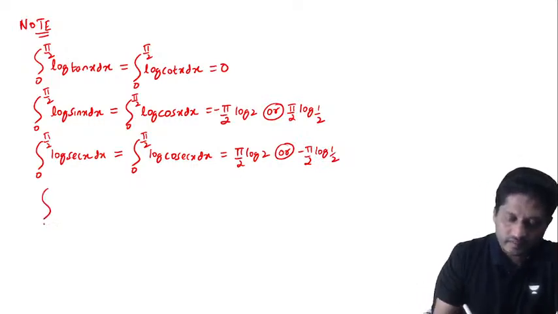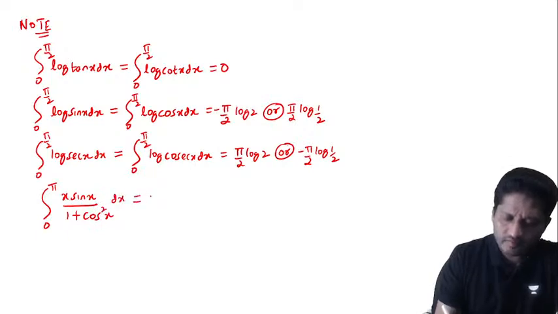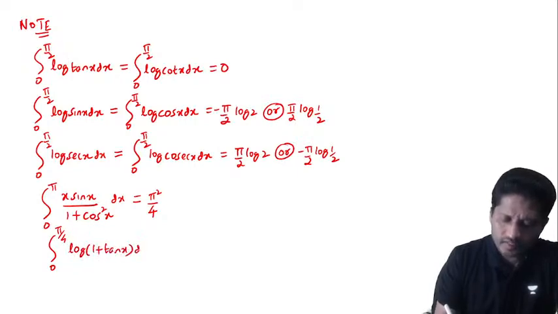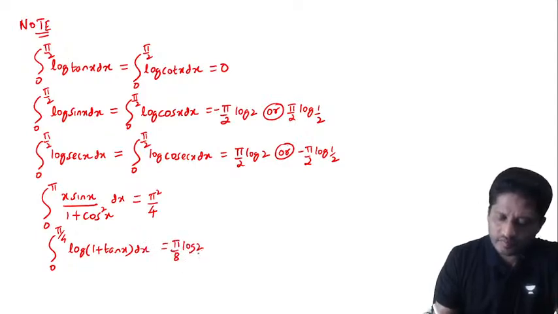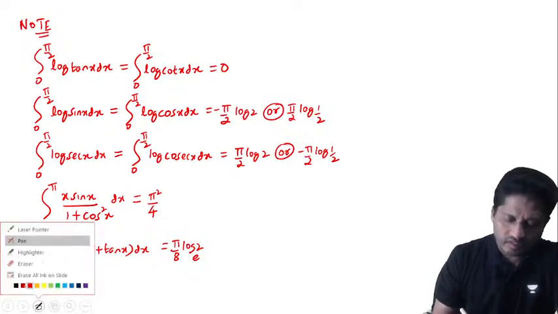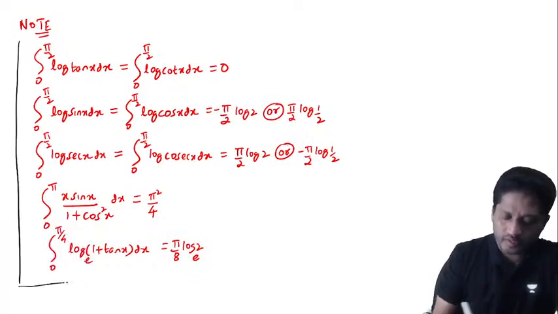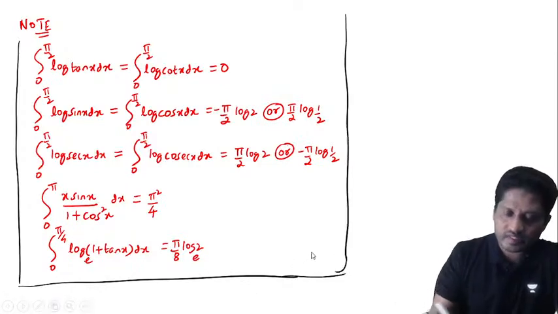Right, and then the integral from 0 to pi of x sin x divided by 1 plus cos square x dx is equal to pi square by 4. And then the integral from 0 to pi by 4 of log of 1 plus tan x dx is equal to pi by 8 into log 2 to the base e. So make a note of all these results. They are extremely important. These are time saving results. Remember these results.